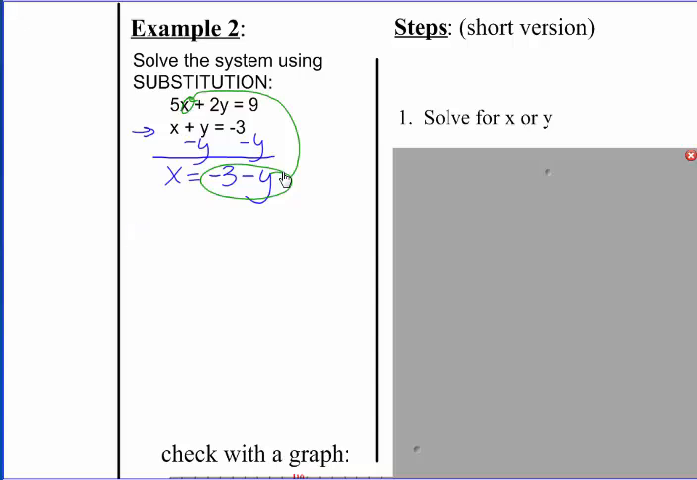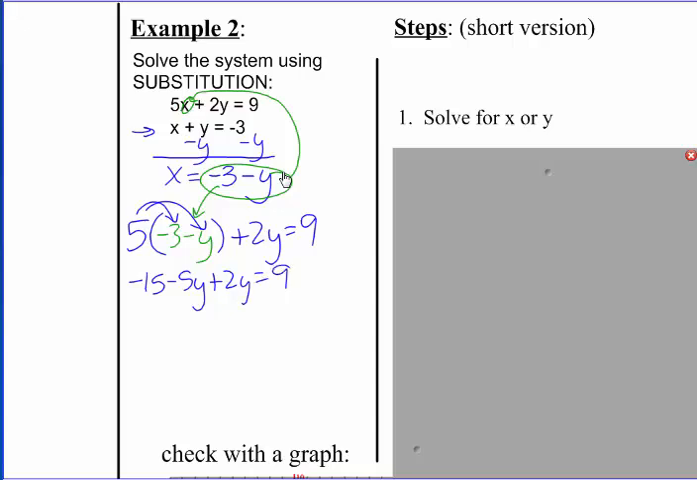So I have 5 times our x, in this case, negative 3 minus y. So I plugged that into where the x value was, plus 2y equals 9. Now we're going to solve for y. So distribute. So negative 15 minus 5y plus 2y equals 9.